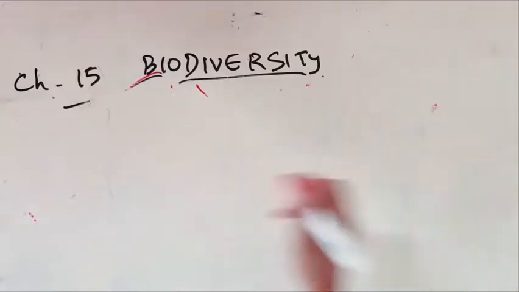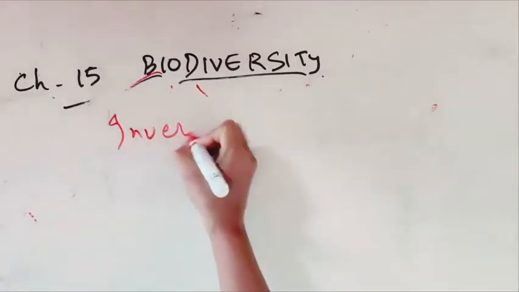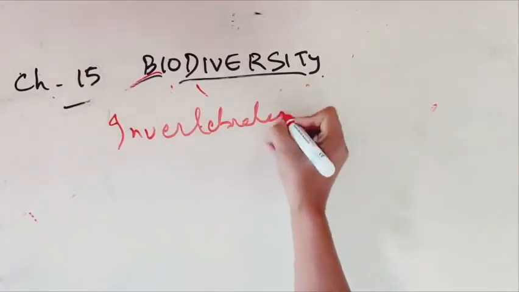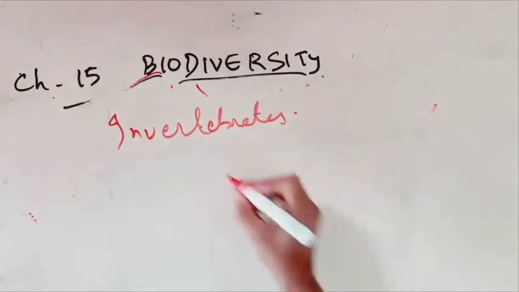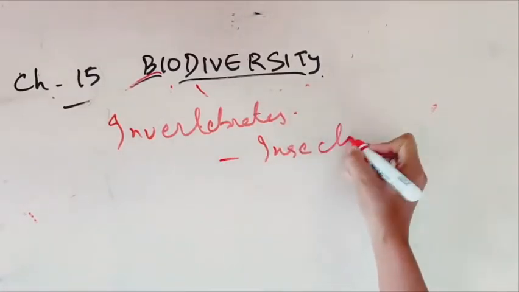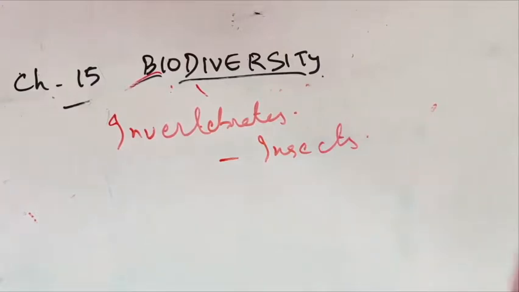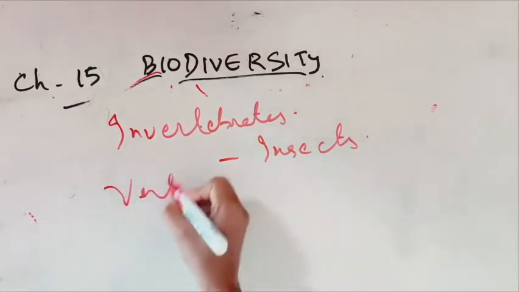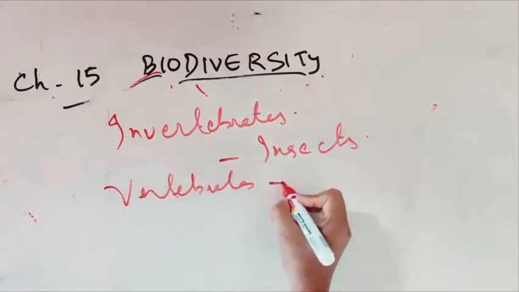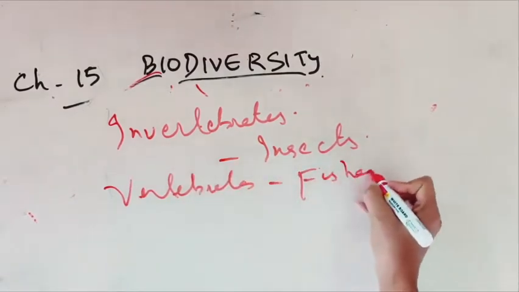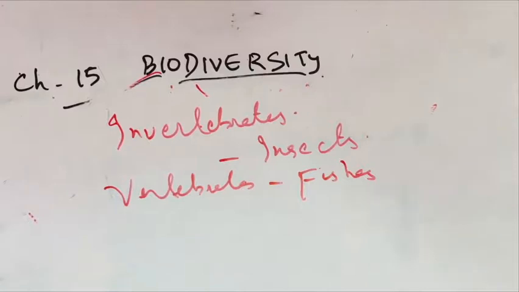Invertebrates, those without a backbone, such as insects, have the most diversity. It is much more; insects will be followed by mollusks, followed by crustaceans, and other animal groups. Vertebrates: fishes, amphibians, reptiles, birds and mammals, and then plants.